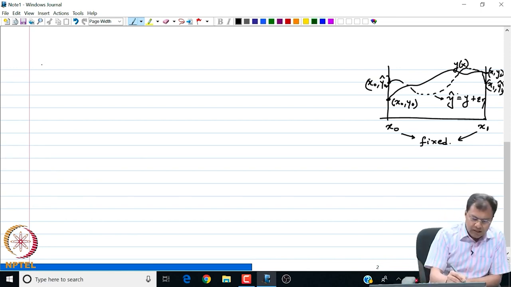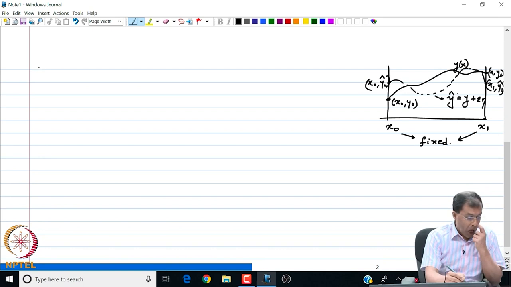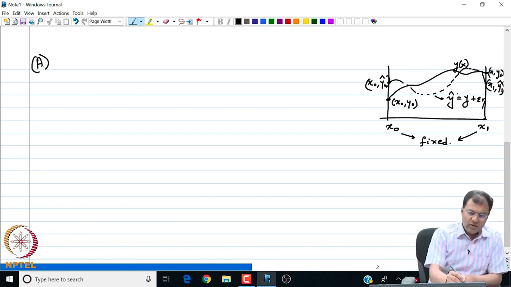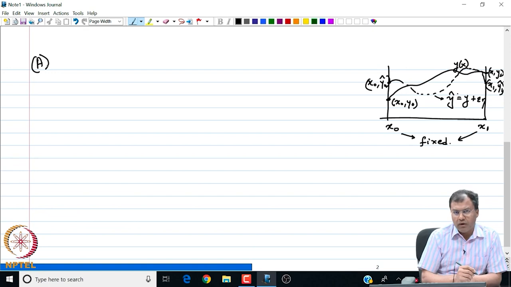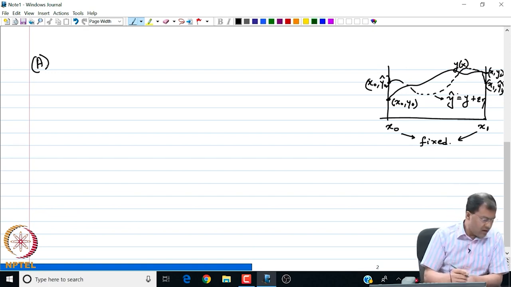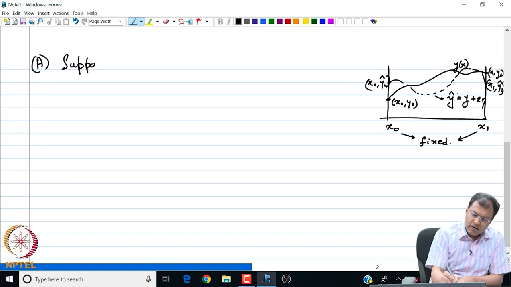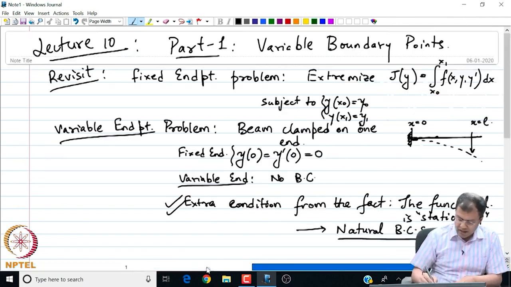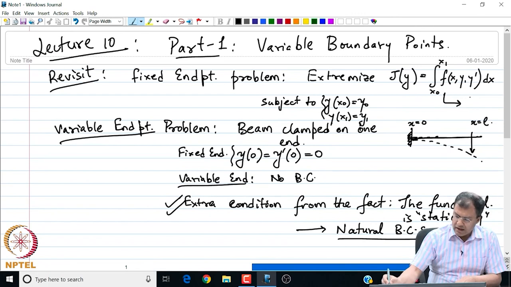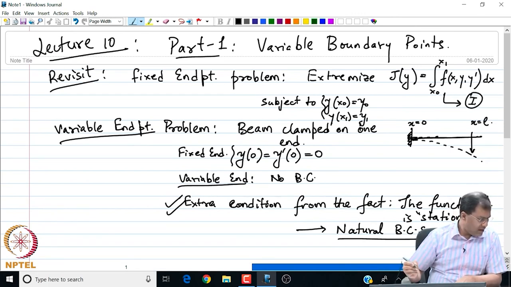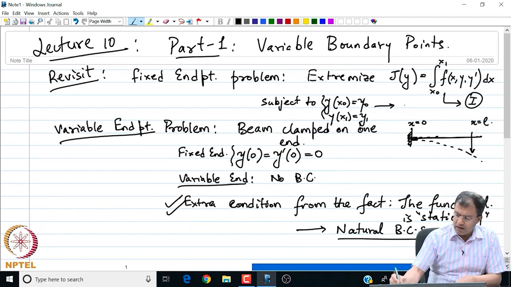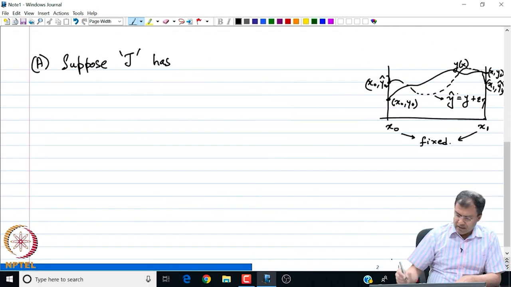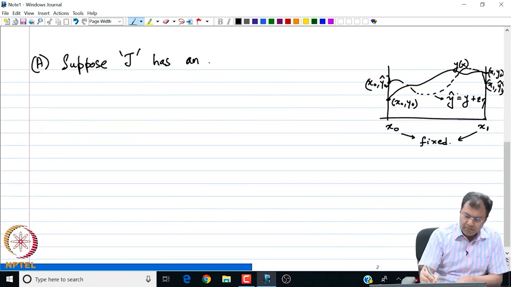So, let us start building this setup. Let me call this case study A, because we have more case studies along similar lines. Suppose I have the functional j, and j has an extremum. I need to number some of my equations here. I call this equation 1 in the previous slide, and I call these boundary conditions 1 prime. Let us proceed further. So, suppose j has an extremum.